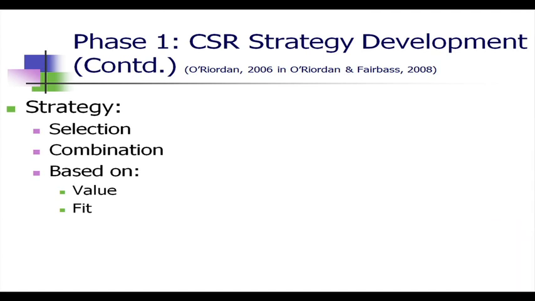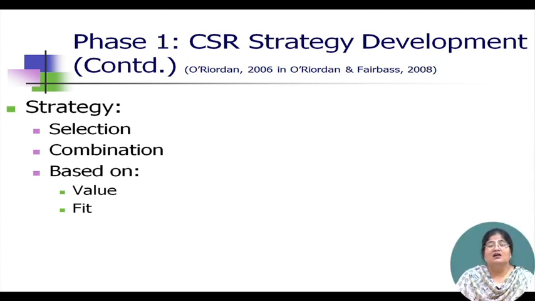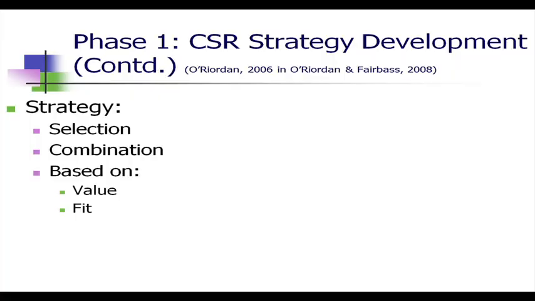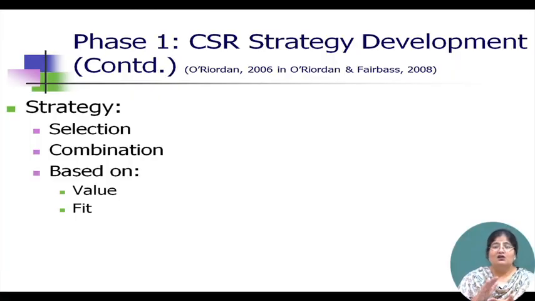Then the strategy that you want to adopt. So how do you select this strategy? What combination of practices do you incorporate into your strategy? So different strategies are discussed. The strategy of incorporating CSR needs to be based on the value it brings to the organization and the fit of the strategy with the current strategy that the organization has, with the organizational culture. What is the organization all about? What is the culture in the organization?